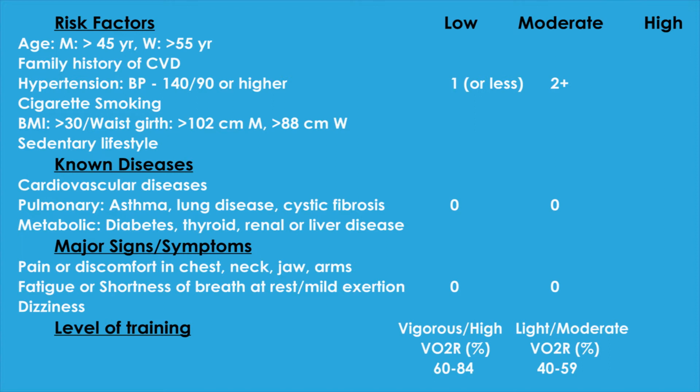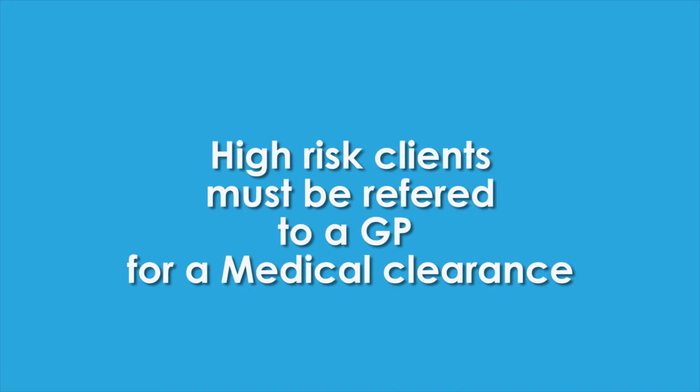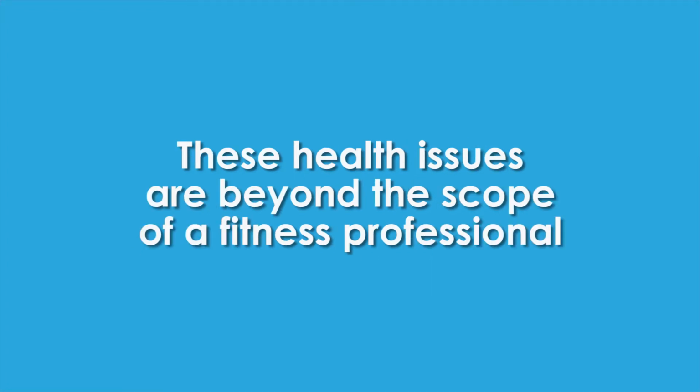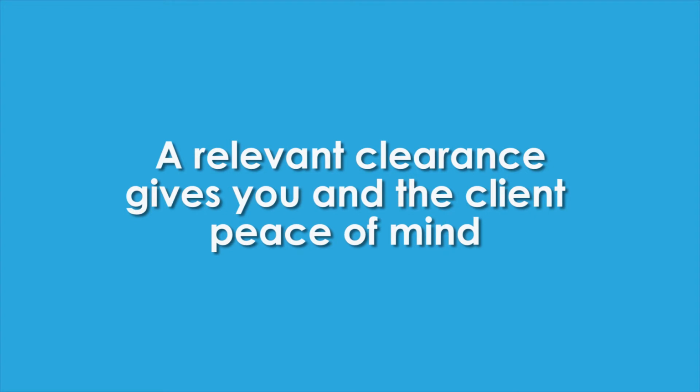High-risk classification is when there are 1 or more signs or symptoms of cardiovascular, pulmonary, or metabolic diseases present, or a positive diagnosis of cardiovascular disease has been confirmed. When a person has level 3 risk factors, it is critical they see their GP, or you, the trainer, refer them to one. There may be more health issues than you, as a fitness professional, are qualified to deal with. Having the client obtain a clearance from their GP or a relevant health professional will give you and the client peace of mind and avoid any complications later on.